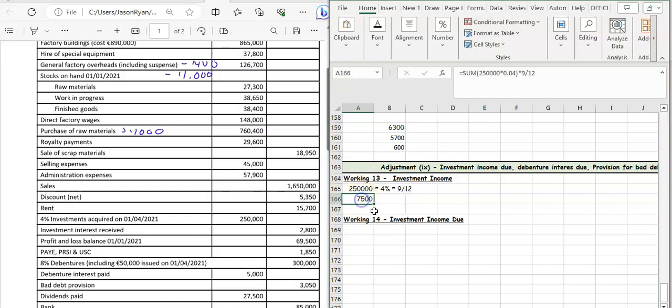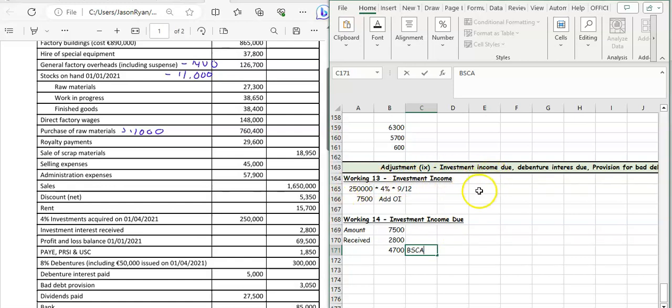So the yearly amount we're supposed to receive is 7,500. So that's going to go to add operating income in our profit and loss account. So if that's the amount we're supposed to receive of 7,500, and we have received from the question 2,800, then the difference between the two is how much your investment income due is. So 4,700. That's going to go into your balance sheet as a current asset. So remember, any income due is an asset, income prepaid is a liability. So that's the adjustment for investment income.